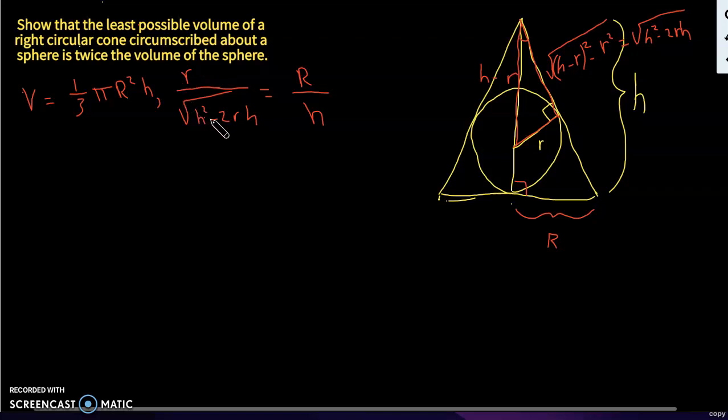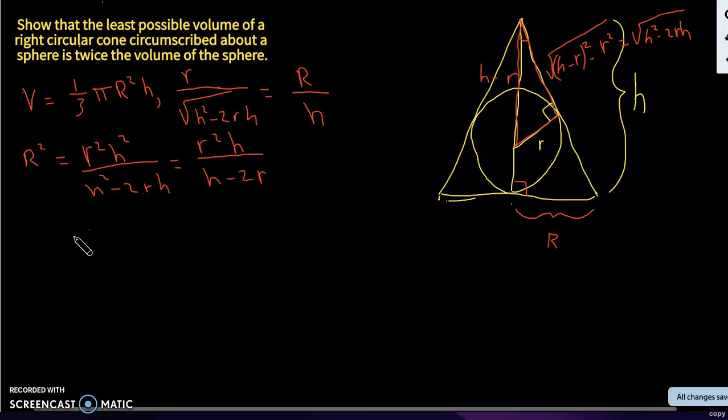So you just multiply both sides of this equation by h to get big R, and then after that square both sides, and we'll have big R squared. So let's go ahead and do those two steps all in one. And we get big R squared is r squared h squared divided by h squared minus 2rh. That can be simplified. I see a common factor of h. Divide top and bottom by h. We get r squared h divided by h minus 2r. Okay, so big R squared is equal to this quantity here.